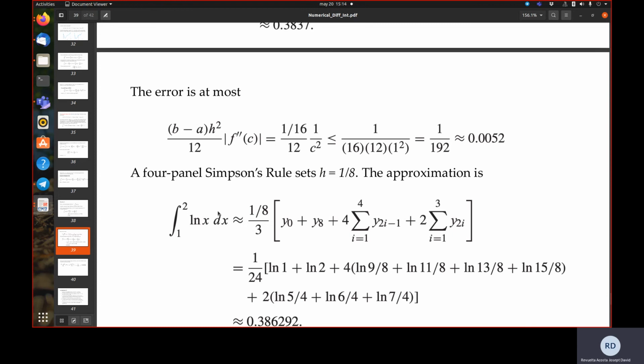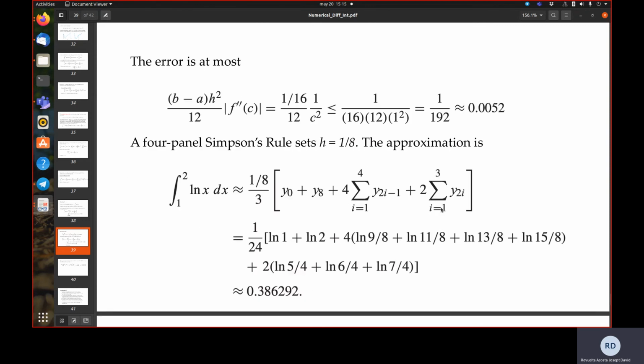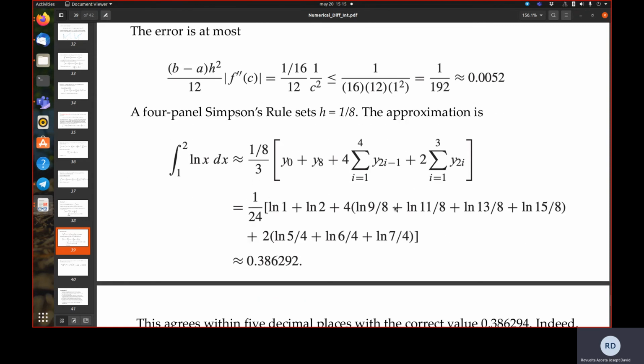So the approximation of the integral of the natural log of x from 1 to 2 is equal to h divided by 3, and then y0 plus y8 plus 4 times the summation from i equal to 1 to 4 of y2i minus 1, plus 2 times the summation of y2i from i equal to 1 to 3. So we can actually substitute those values. So here we go. 1/8 divided by 3, 1/24.